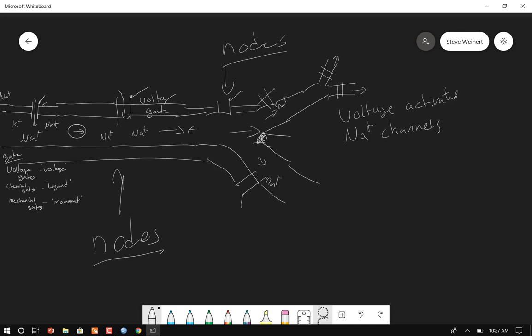So the charge always goes up to plus 30, and then rebounds to minus 90, and then goes back up to normal resting again. When does it rebound? Well, that's actually the difficult question. When does it actually rebound?